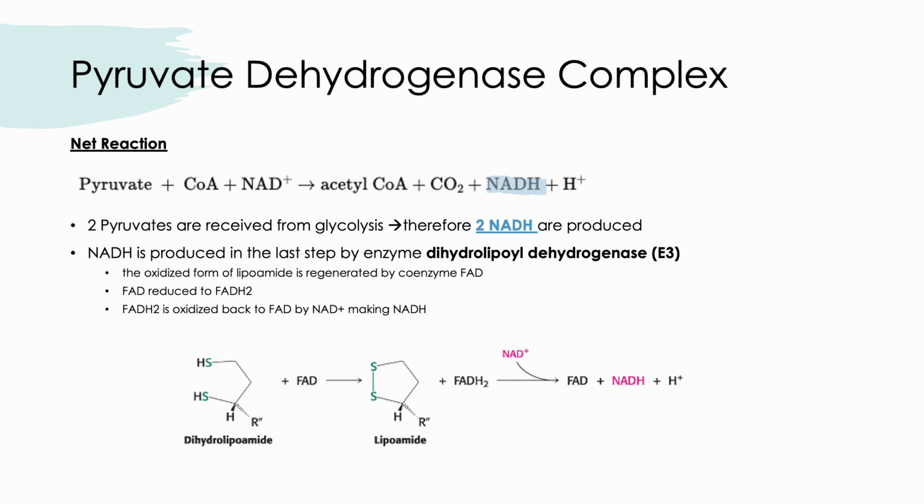FADH2 is then oxidized back to FAD, which reduces NAD to NADH. And again, since there were 2 pyruvate, a total of 2 NADH molecules is formed by this process. This reaction occurs in E3 of the complex, which is the enzyme dihydrolipoyl dehydrogenase.